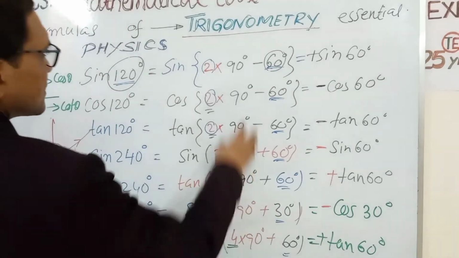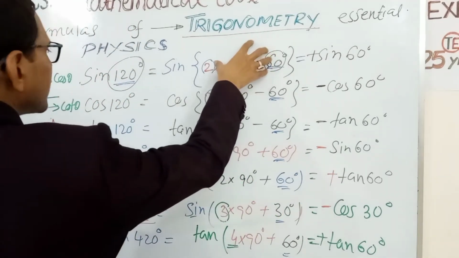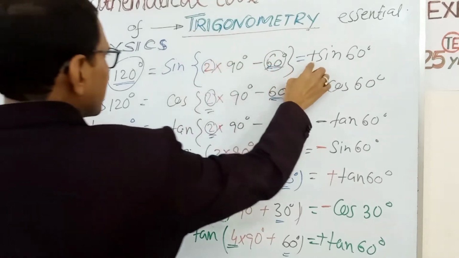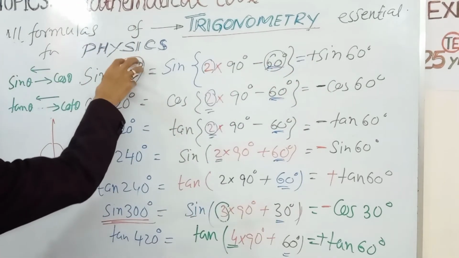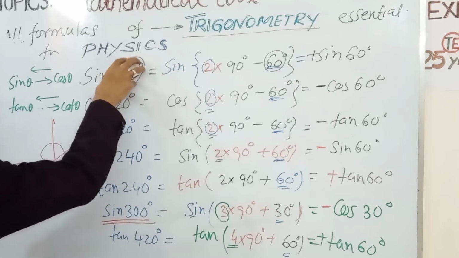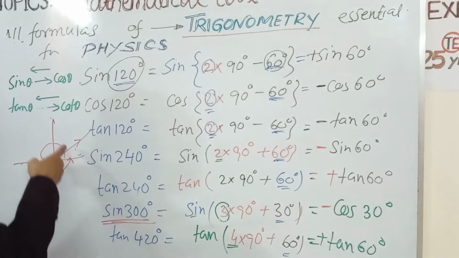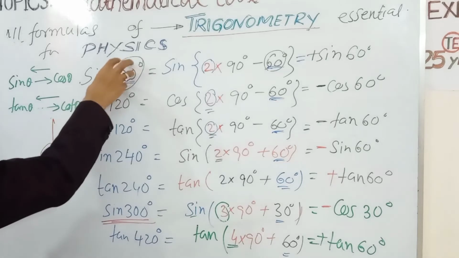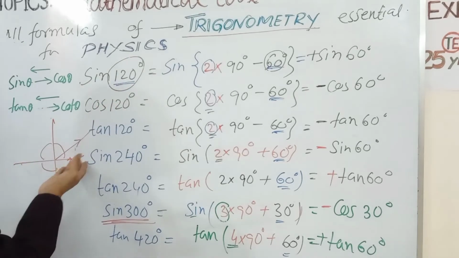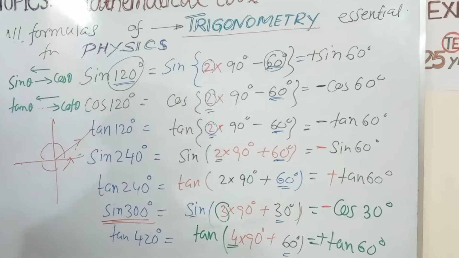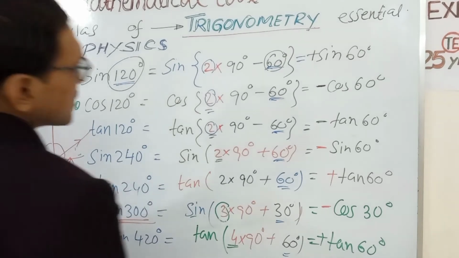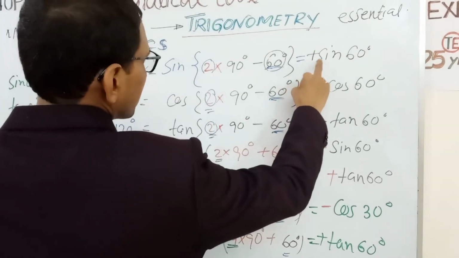Okay, now the next work is to assign a sign, positive or negative. To assign a sign, you have to place this angle and see in which quadrant it is present. If you know the quadrant, then, for example, in this quadrant cos and sec are positive, so you can assign the sign here, plus or minus.